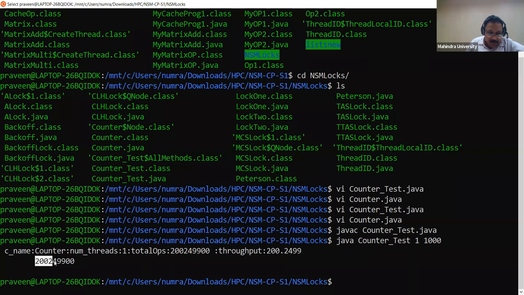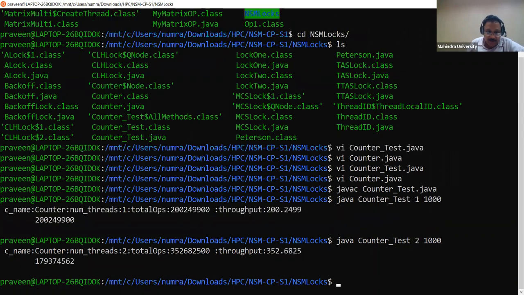When we look at that head dot count and this total operations, that means we performed this many increment operations. When we perform this many increment operations, head dot count is also the same, right? Initially head dot count is zero. Suppose we perform that increment operation with two threads, let us see what is the problem. We performed 352 million total operations, but we observed that head dot count is 179,374,562. That is pretty much less.